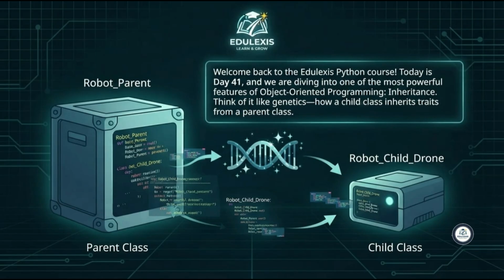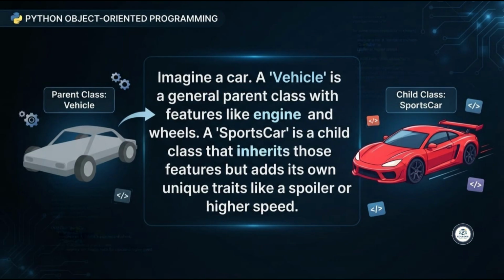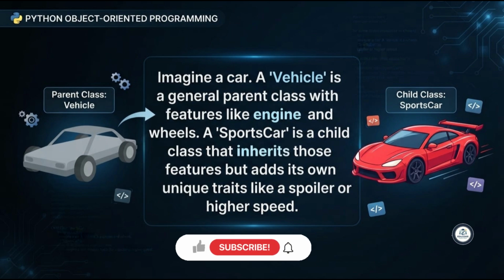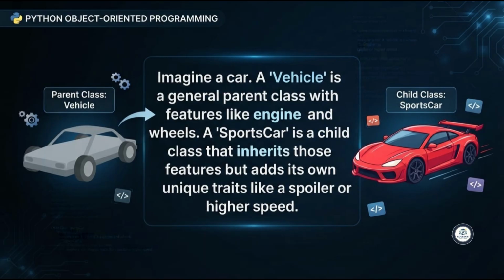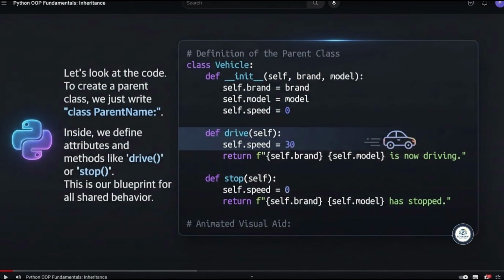Today is day 41, and we are diving into one of the most powerful features of object-oriented programming: inheritance. Think of it like genetics, how a child class inherits traits from a parent class. Imagine a car. A vehicle is a general parent class with features like engine and wheels. A sports car is a child class that inherits those features but adds its own unique traits like a spoiler or higher speed. Let's look at the code.